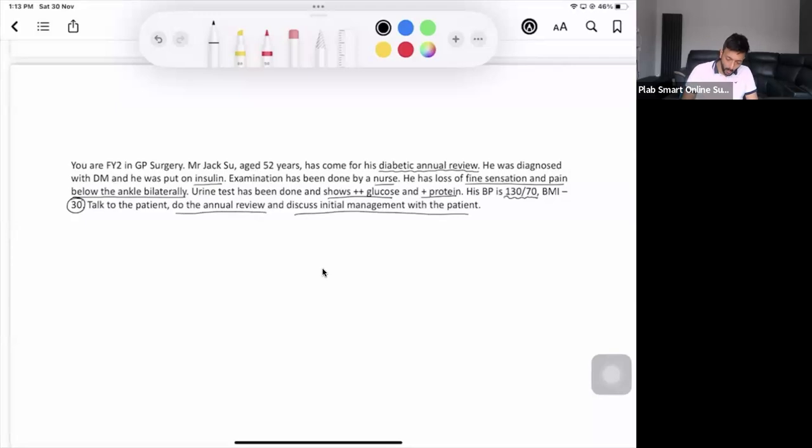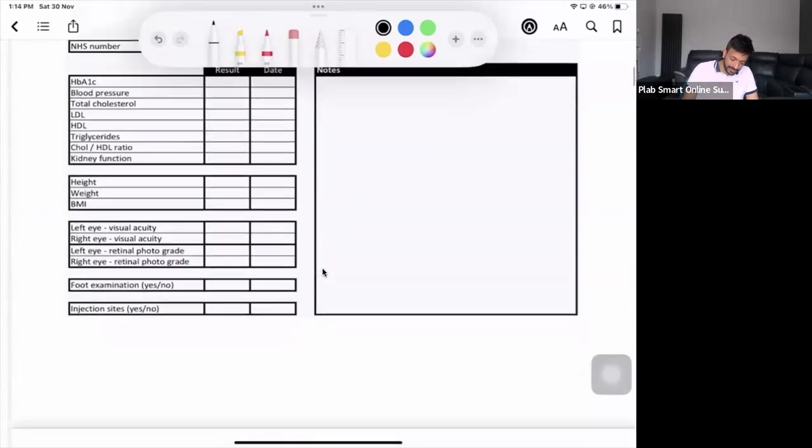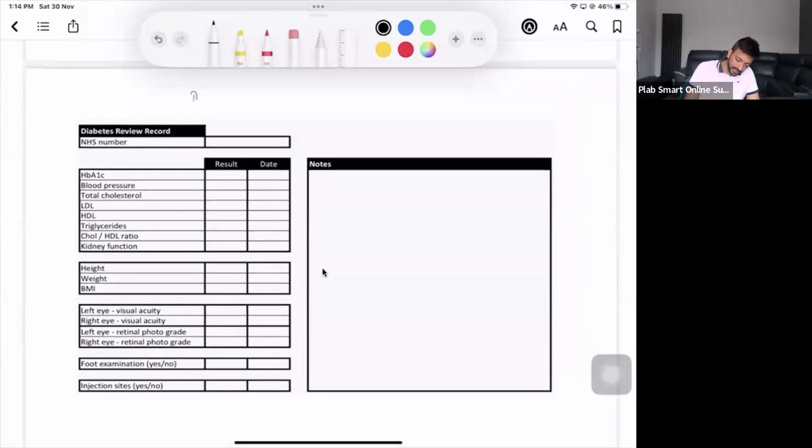Discuss the management with the patient. Okay. So first of all, you need to know what actually we do when the patient is coming for diabetic annual review. So this is your diabetic annual review chart actually. Diabetic annual review chart. So what are the things you do?